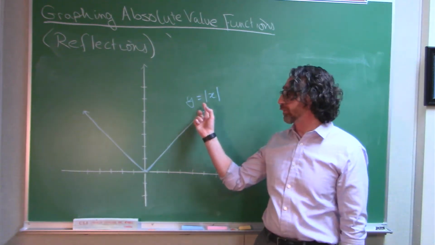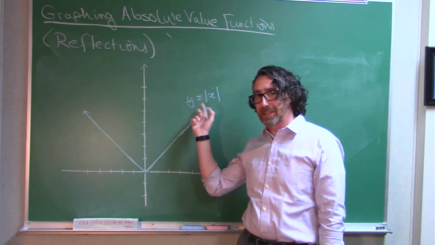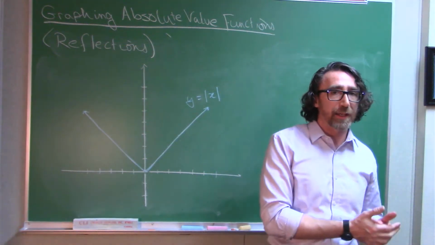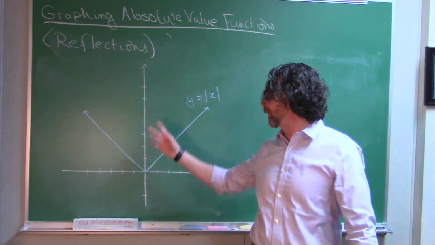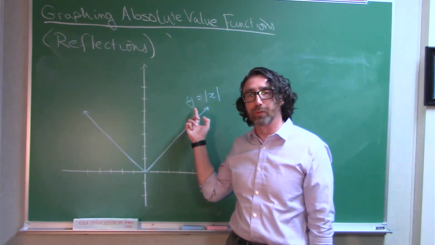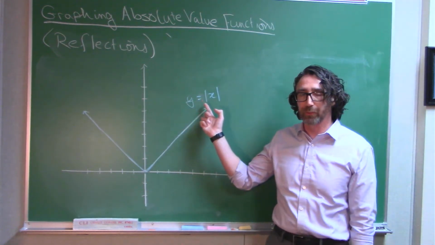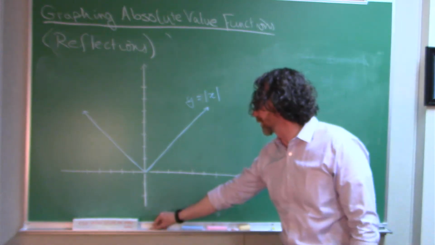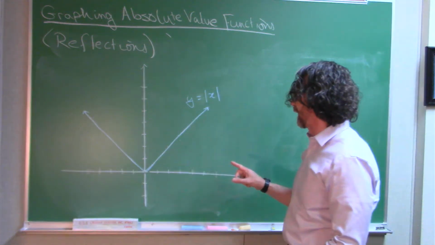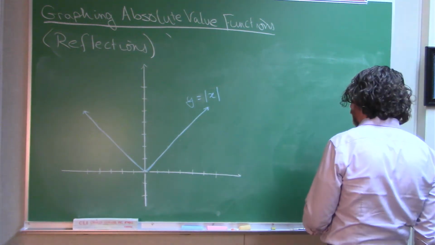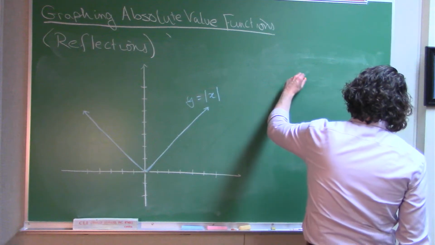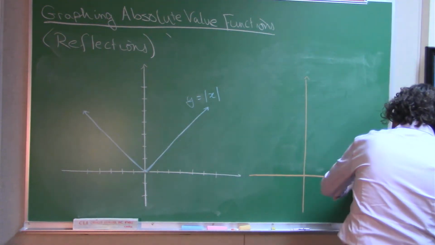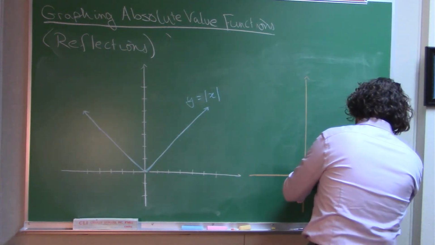So remember, if you see a function that has taking absolute value as part of the rule for the function, expect a V-shaped graph. Now this is the most basic absolute value function you can get, y equals absolute value of x, and we've got this V shape right here. Now I want you to compare this to the graph of y equals x. I'm going to draw it here in orange. Try to get the same scale and everything.